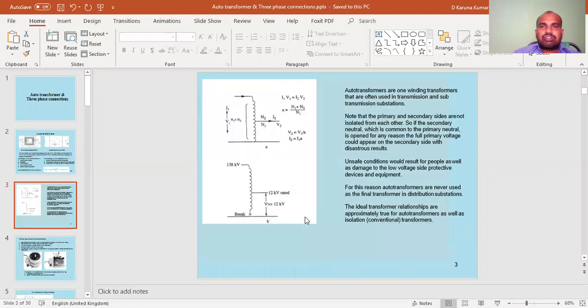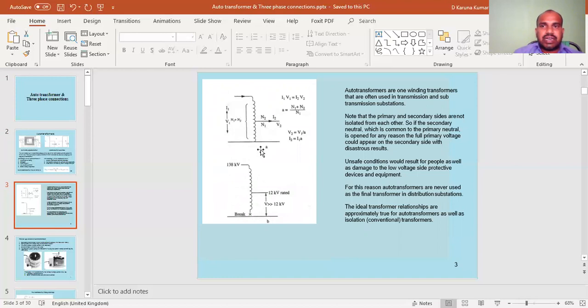The auto transformer is a one-winding transformer. This is only one winding. This part is called the primary winding, and this part is called the secondary. It is only a one-winding transformer. They are often used for transmission and sub-transmission applications.